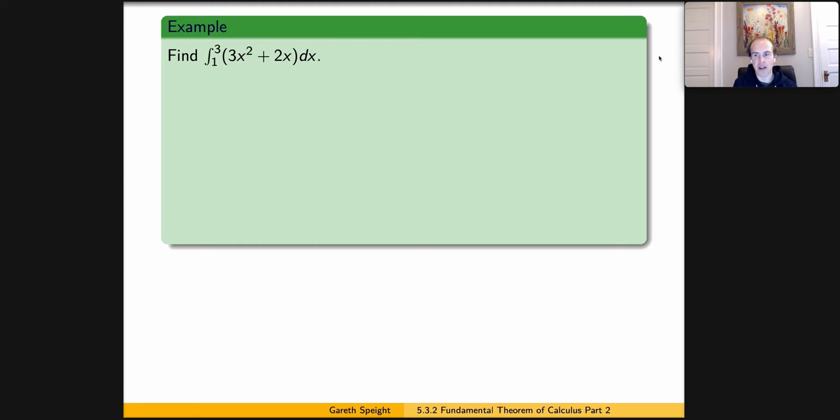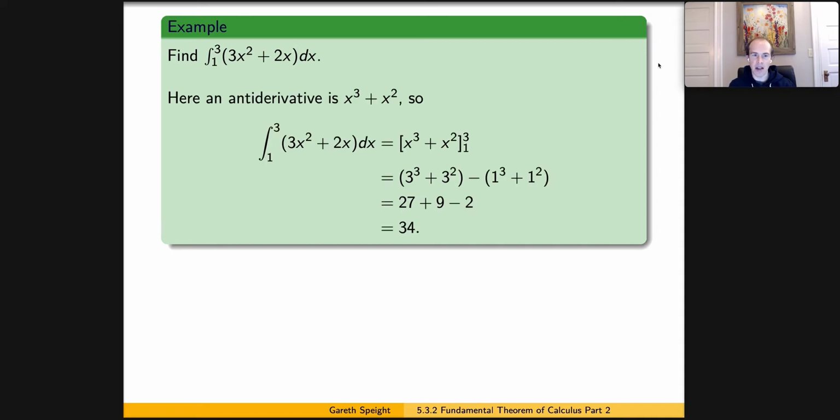So for instance, if we want to find the integral from 1 to 3 of 3x squared plus 2x, well, all we have to do is find an antiderivative, plug in 3, plug in 1, and subtract. So an antiderivative is x cubed plus x squared. So we write the integral we're after, but we have to evaluate x cubed plus x squared between 1 and 3. So we have square brackets around it with a lower limit of 1, upper limit of 3.